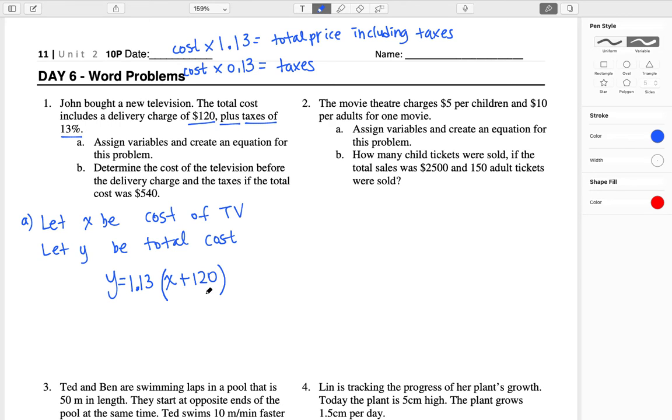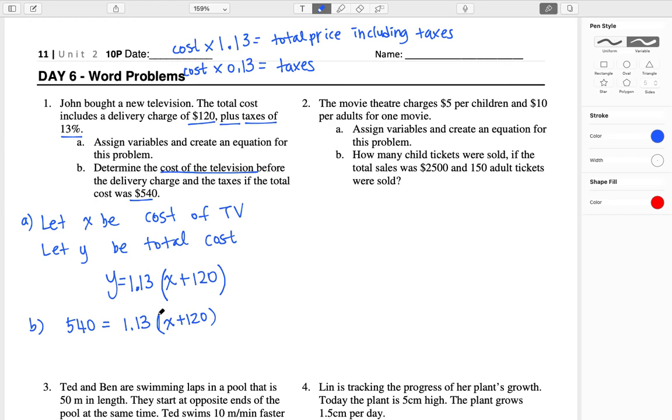So we have an equation. But for letter B, it says determine the cost of the television before the delivery and the taxes if the total cost was $540. Okay. So what we know is that the total cost is $540, and we are looking for the cost of the TV, x. So let's plug in our number. So 540 is equal to 1.13, and then x plus 120.